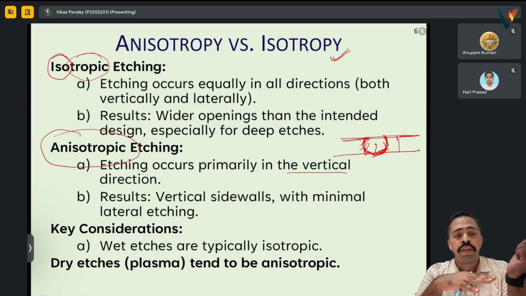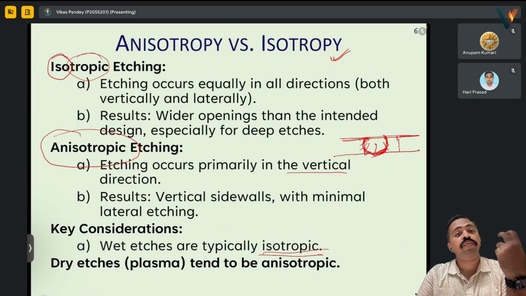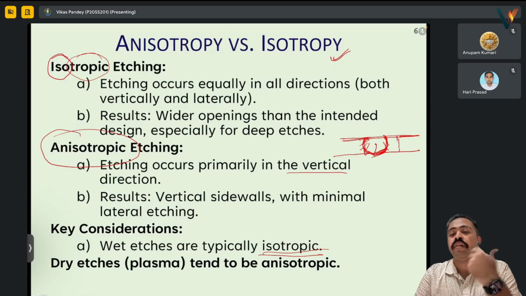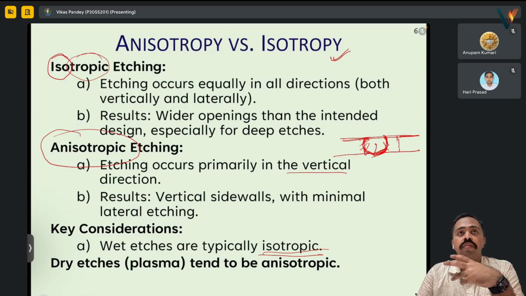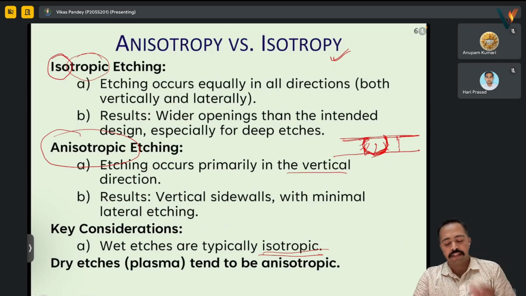So the key consideration is that wet etching is typically isotropic, whereas dry etching is mostly anisotropic. But still, we will see why we still go for wet etching in some cases.